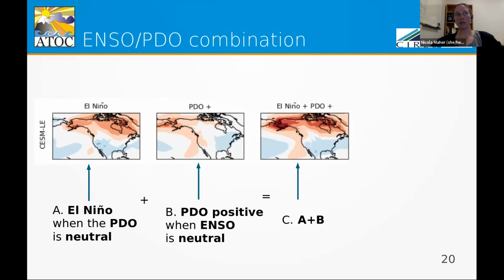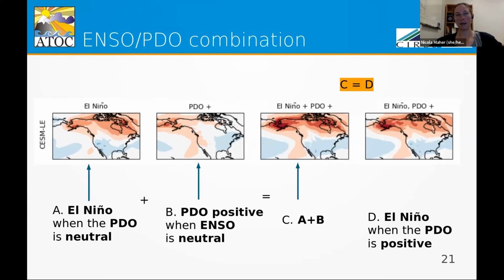We can then add those two panels together, and then we can see what happens when we look at El Ninos that occur when the PDO is positive. And what we actually find is that we get a very similar result by just adding the two modes in the absence of each other and looking at the two modes when they co-occur. So what we're really finding is kind of a linear combination of the effects of the two in the absence of each other.